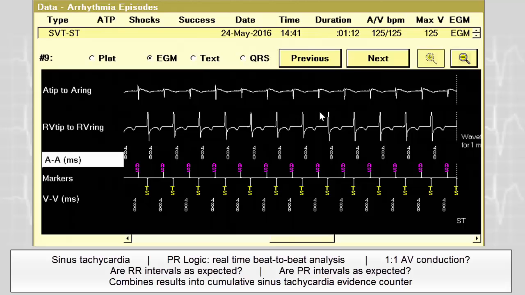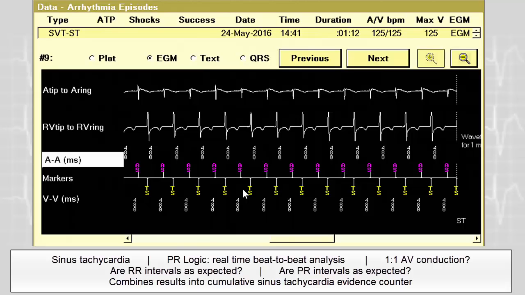As a second and third step, there are two questions. The first one is, are the RR intervals as expected? And then, are the PR intervals as expected? The current RR interval is classified as expected or unexpected by comparing it to an adaptive expected range of RR intervals.